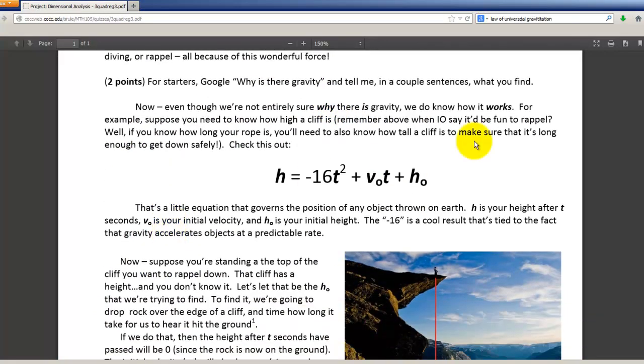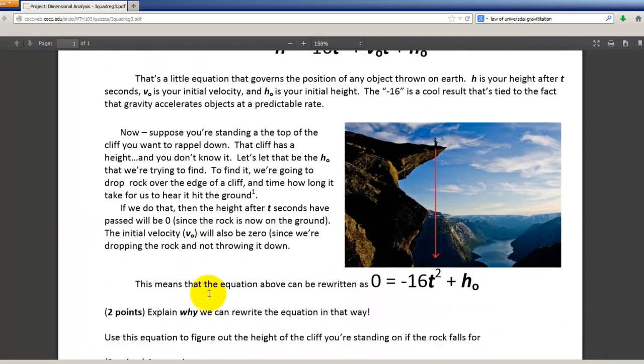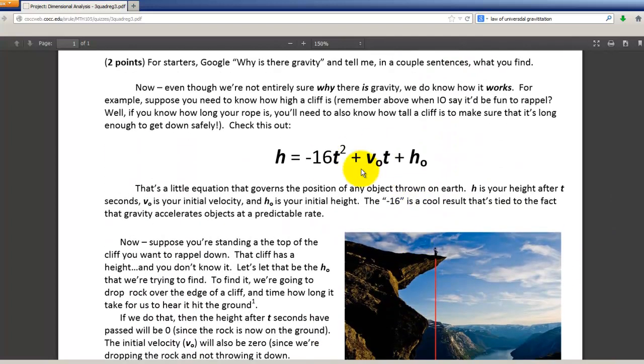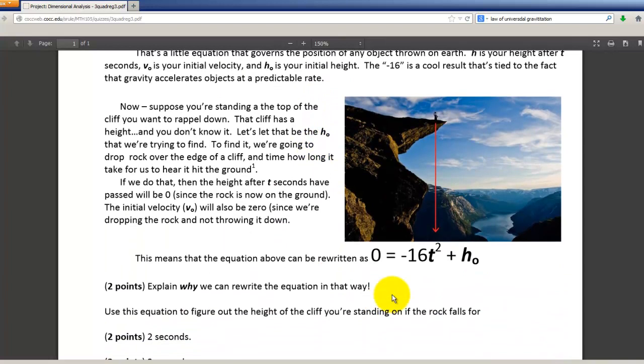So anyway, here's a very generalized equation for position on Earth after we've been falling for t seconds with an initial velocity of v sub 0 and an initial height of h sub 0. So down here, I ask you to explain why, if we simply drop an object at a height of h sub 0, the equation right here reduces to this if we're interested in how long it will take for it to hit the ground.